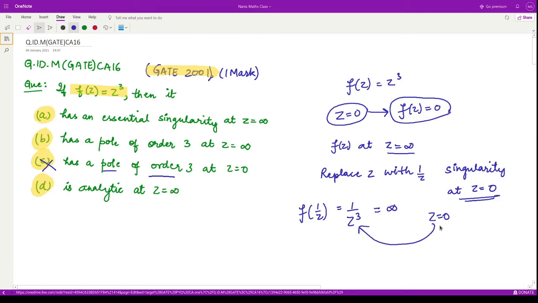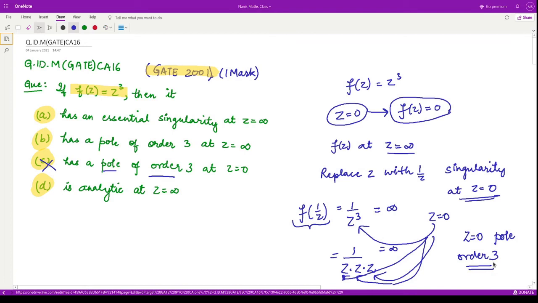Moreover, here in the denominator you will have z multiplied 3 times, and each time when you substitute z equal to 0, either in this one, this one, or the third one, each time you will have infinity, your function being infinite. So that means z equal to 0, when we are considering f of 1 by z, shows a pole, and this pole is of order 3.